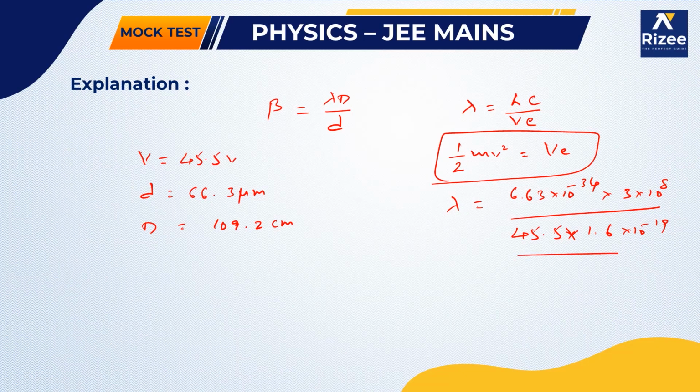On solving this, we will get lambda, and substitute this value in beta, with small d and capital D also provided to us. On solving this, finally you will get your answer as 120. That is the distance between the maxima.